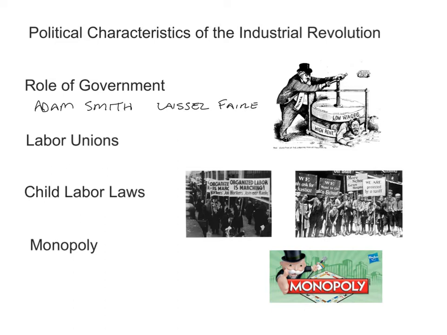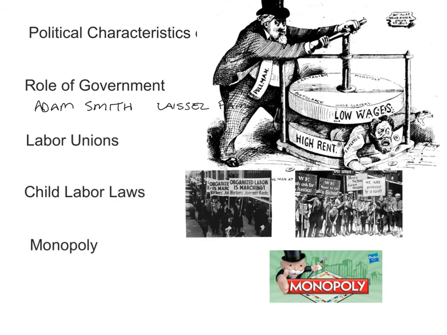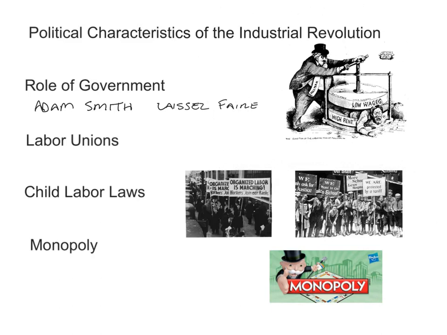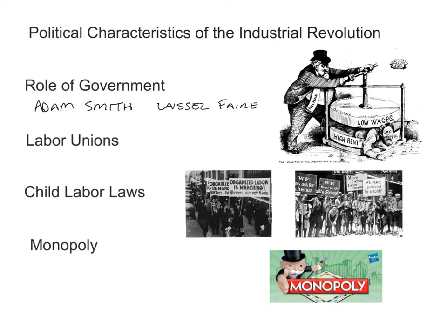But when you have that, you have businesses, like in this cartoon right here, that take advantage of workers. So you had high rent, you had low wages. They're trying to squeeze every nickel out of the employees as they can because that increased profits. One of the easiest ways to increase profits in the Industrial Revolution was to pay your workers less.